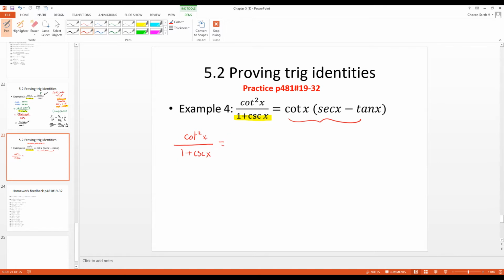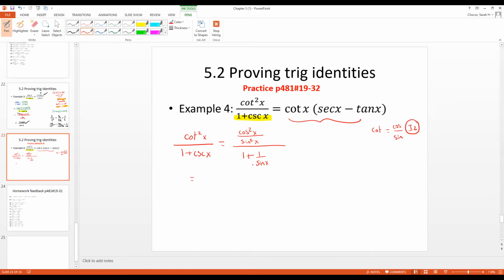One of the ways, we're going to substitute cotangent squared with cosine squared over sine squared, according to the identity that says cotangent equals cosine over sine. And this is identity 2 in our personalized identity sheet. Divided by 1 plus, we're going to substitute the cosecant with 1 over sine.